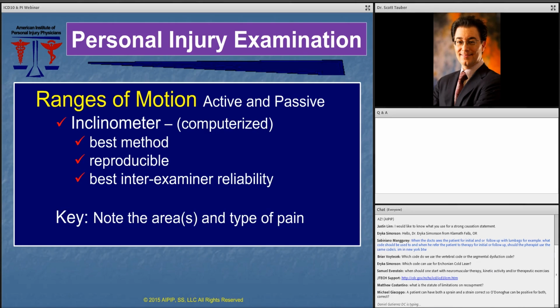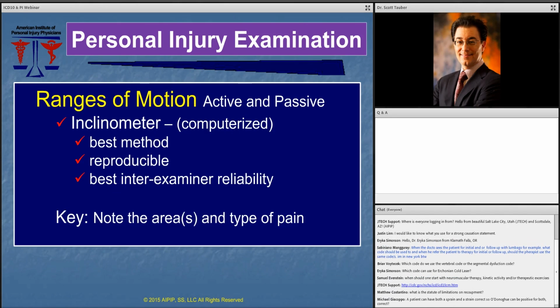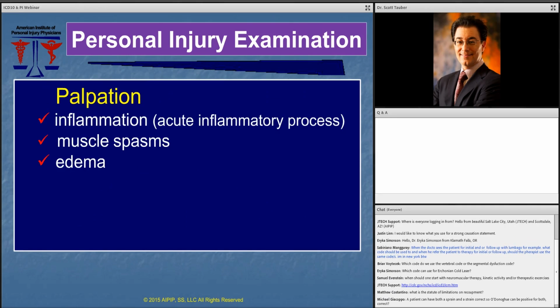Palpation, inflammation, muscle spasms, edema: muscle spasms obviously of a strain injury, edema, inflammation. These are all things that you can document. We're focusing more on objective findings, trigger points, muscle hypertonicity. You notice subluxation at the very bottom and in a different size font, not really the most inter-examiner reliable, objective finding you could hang your hat on.